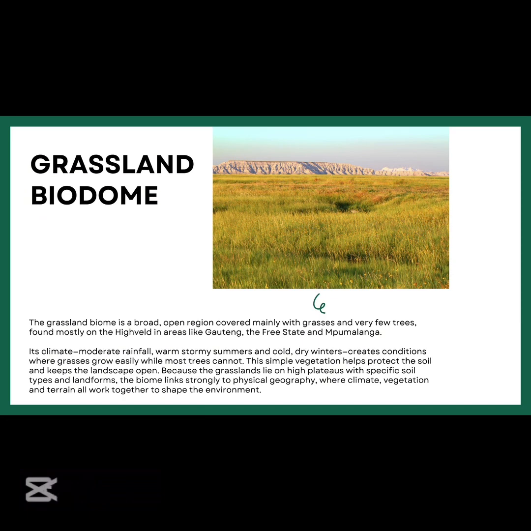The grassland biome is a broad open region covered mainly with types of grasses and very few trees as seen in the image, which is found mostly on the highveld areas like Gauteng, Free State and Mpumalanga. Its climate, which has moderate rainfall, warm stormy summers and cold dry winters, creates conditions where grasses grow easily while most trees cannot. This simple vegetation helps protect the soil and keep the landscape open. Because the grasslands lie on high plateaus with specific soil types and landforms, the biome links strongly to physical geography once again, where climate, vegetation, and terrain all work together to shape the environment.